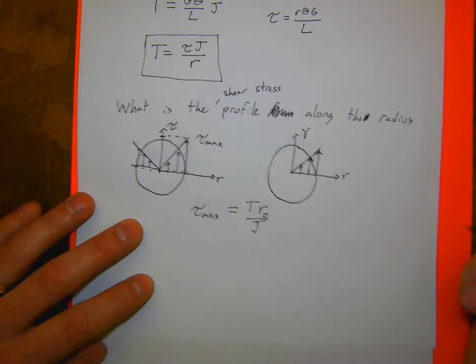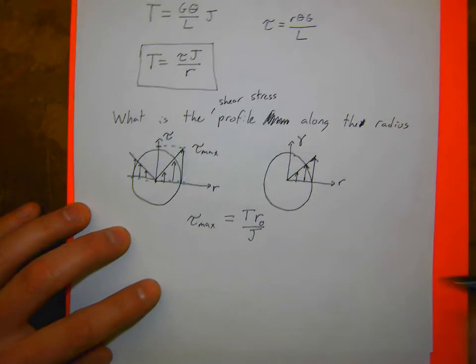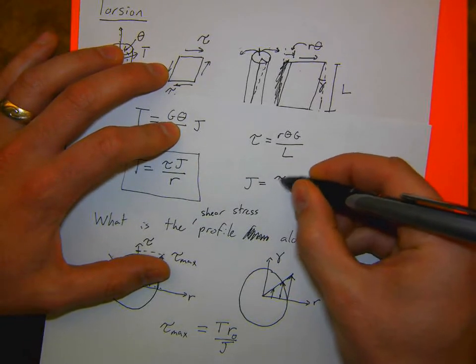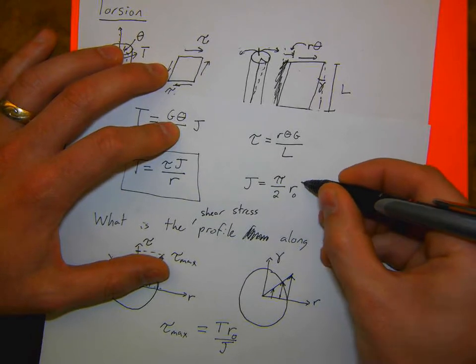What I can do is define yield stress for the material, or, oh right, J. So J for a circular beam is pi over 2 r to the fourth.